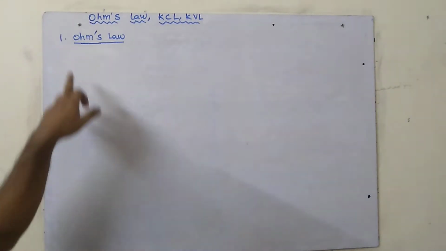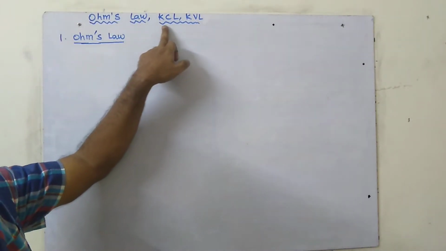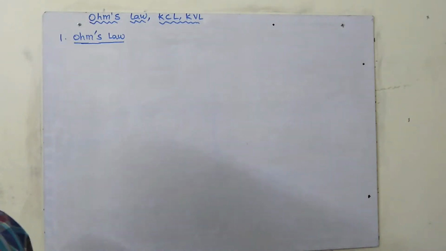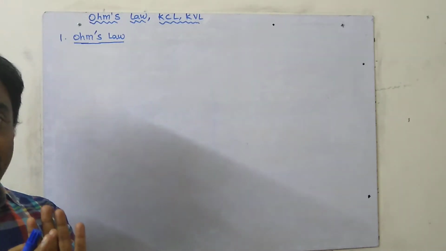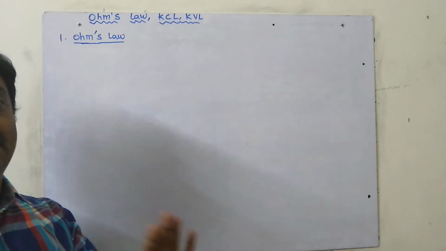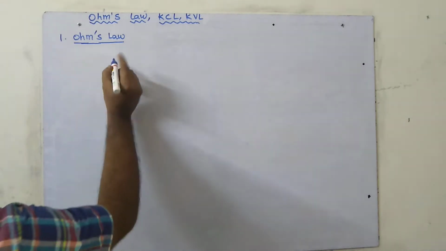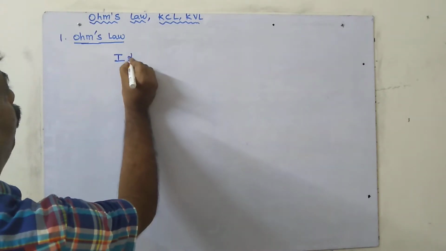Okay, now we are going to see about Ohm's law, KCL, Kirchhoff's current law, and Kirchhoff's voltage law. First we will talk about Ohm's law. What is Ohm's law? It holds as long as there is no change in the physical quantities, for example temperature. There is no change in the temperature. Current I is proportional to voltage.